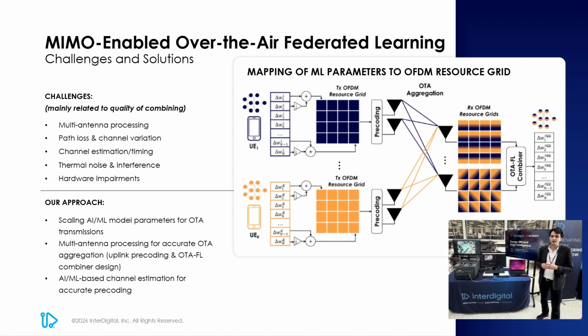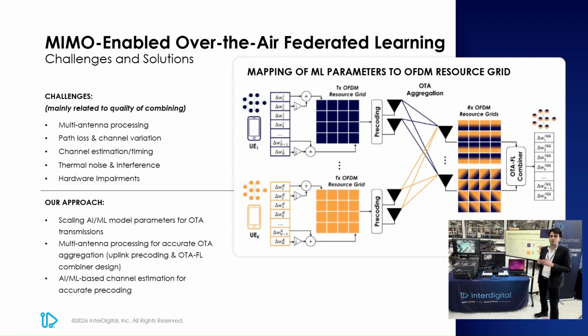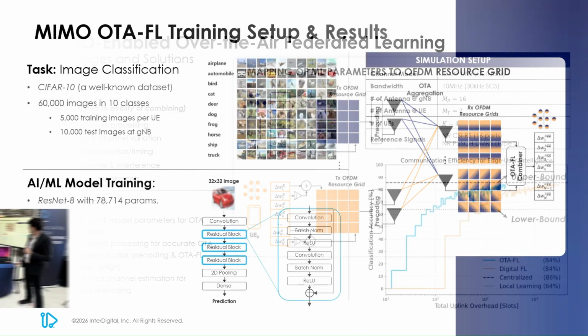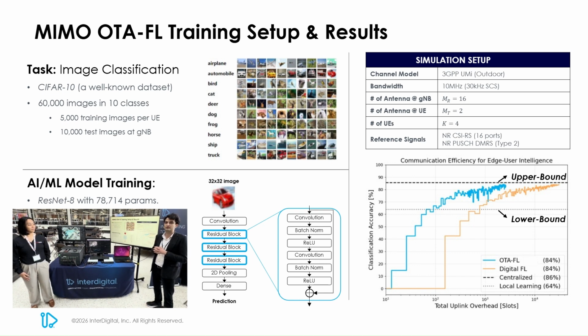multi-antenna processing. In this demo, our solution comes with enabling multi-antenna processing so that the models are aggregated in such a way that we can recover the aggregated model at the base station. In this demo, we first perform some simulations, and our task is image classification. We perform the over-the-air federated learning setup with 4 UEs with 2 antennas, and at the gNodeB we have 16 antennas.